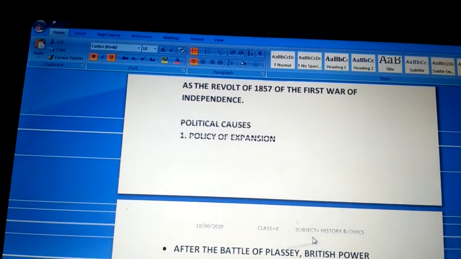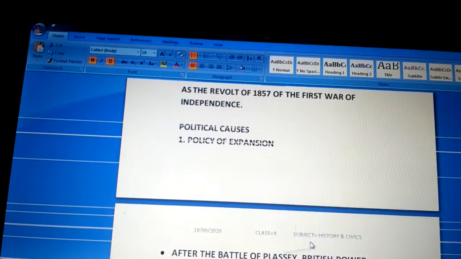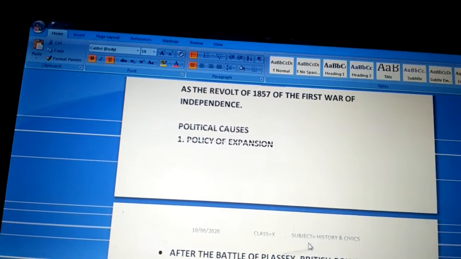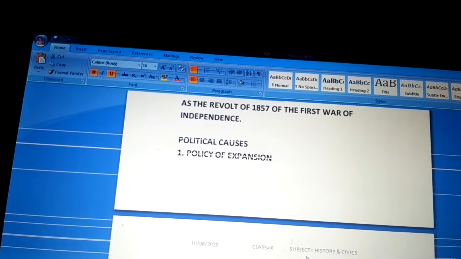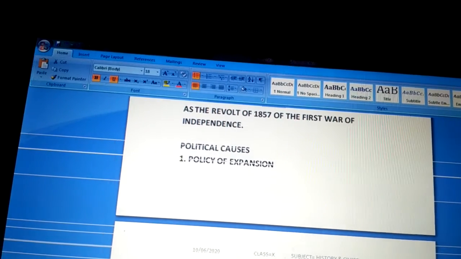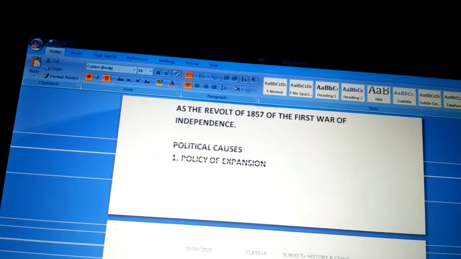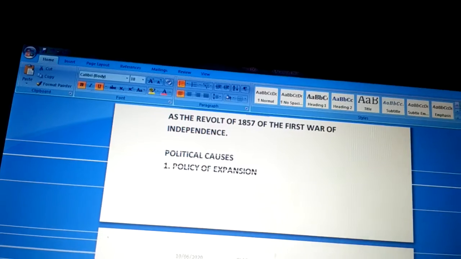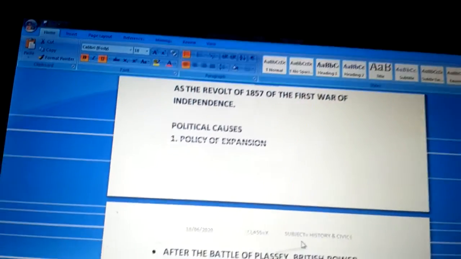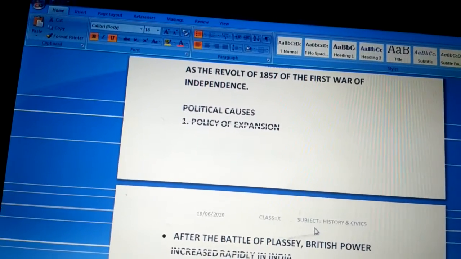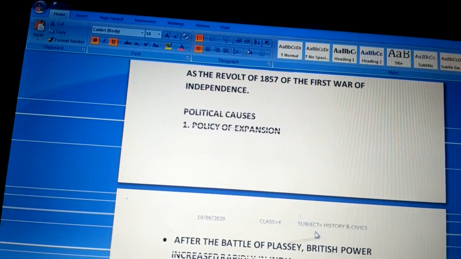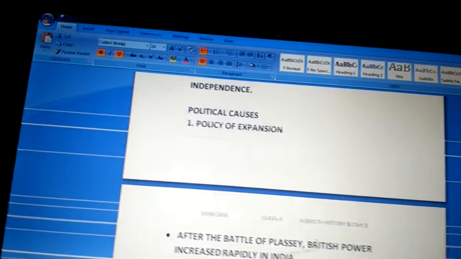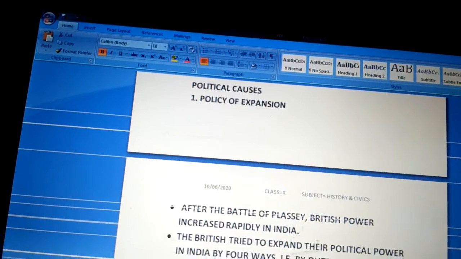Then, political causes. The first cause is the policy of expansion. What is the policy of expansion among the political causes? You can also say in this point, expansion of British domination, as given in your book. So political causes means policy of expansion. In short, I have written here: policy of expansion. Okay.